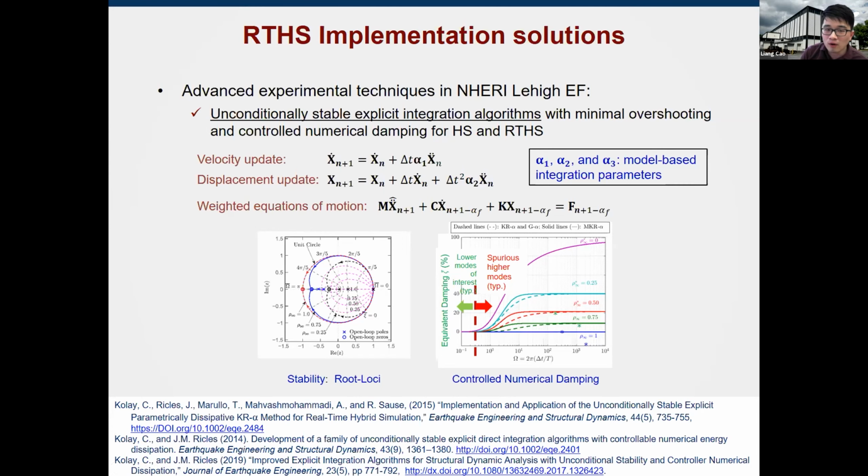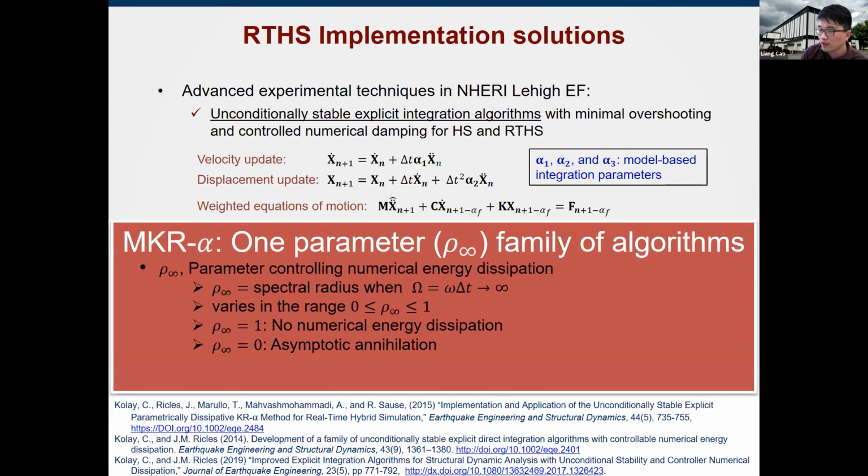And also, we call this integration scheme a one-parameter scheme, because all these alpha numbers are determined by the rho infinity number. So before you do the test, as long as you give the user-defined rho infinity number, the alpha numbers are calculated automatically.